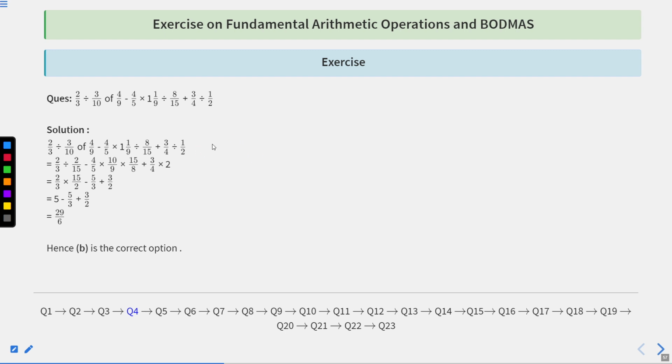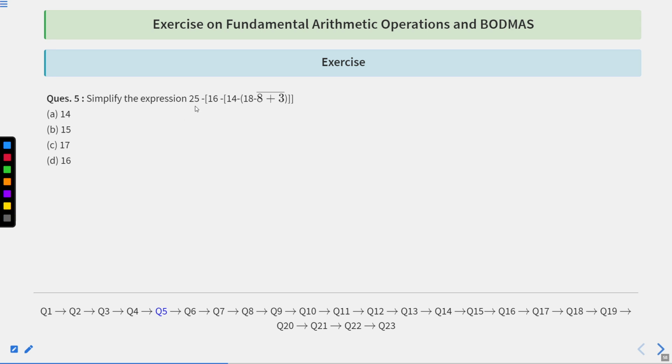So in this expression, we are going to first write all these mixed fractions in a upon b form, and also resolve this off. So that will be 2 upon 3 divided by 2 upon 15 minus 4 upon 5 times 10 upon 9 times 15 upon 8 plus 3 upon 4 times 2. So 2 upon 3 times 15 upon 2 minus 5 upon 3 plus 3 upon 2, which when simplified will give you 29 upon 6. So the correct option here in this question is option number B.